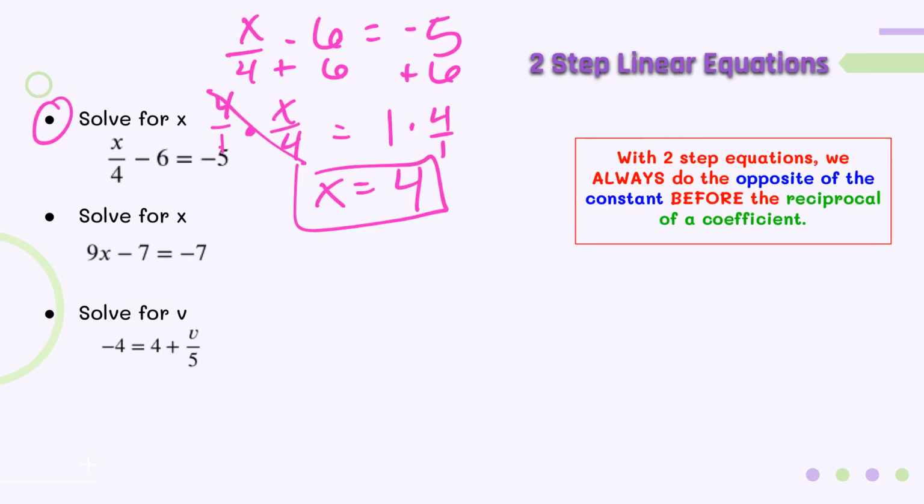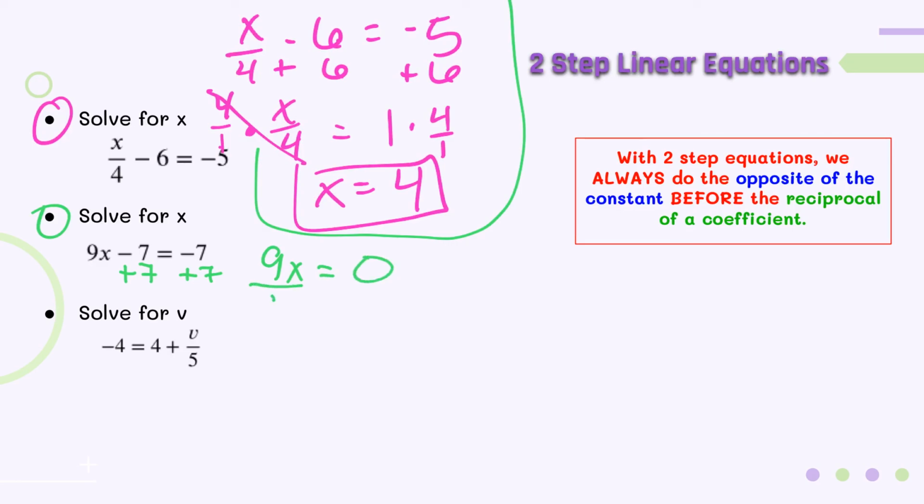This example, solve for x, so I'm going to cross that off. So solve for x. 9x minus 7 is equal to negative 7. I'm going to add 7 to both sides, and I'm left with 9x is equal to 0. I'm going to divide each side by 9, and I'm left with x is equal to 0.